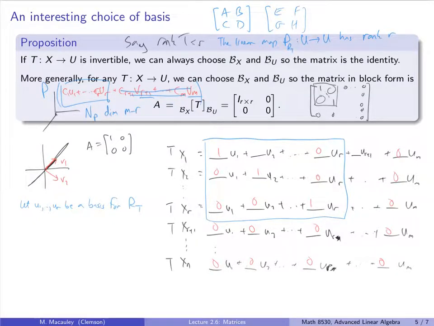So now let's pick a basis for the null space. So I'm going to let U R plus 1 all the way up to U M be a basis for the null space of the projection onto the range of T. And I've defined up here what this is. So now we have our output basis.